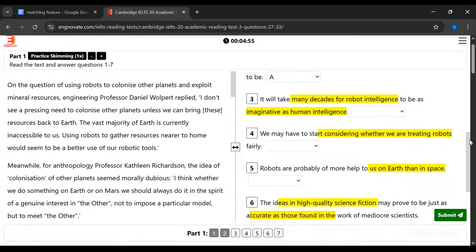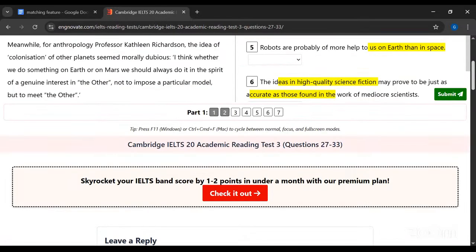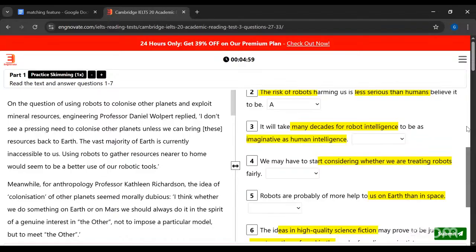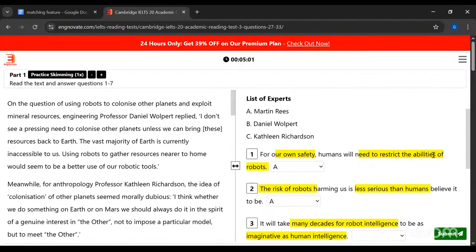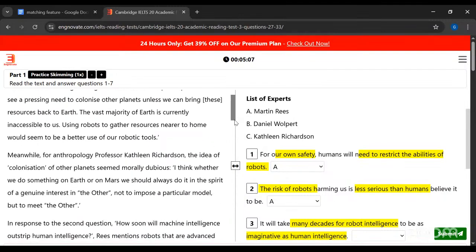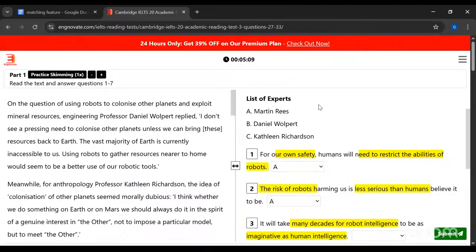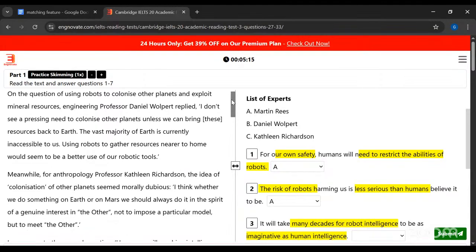Now we can read out the passage, and we start from the first in sequence. First we have to find out that, for our safety, humans should restrict the abilities of robots. So we can find out these sort of lines. We can also do it with me.